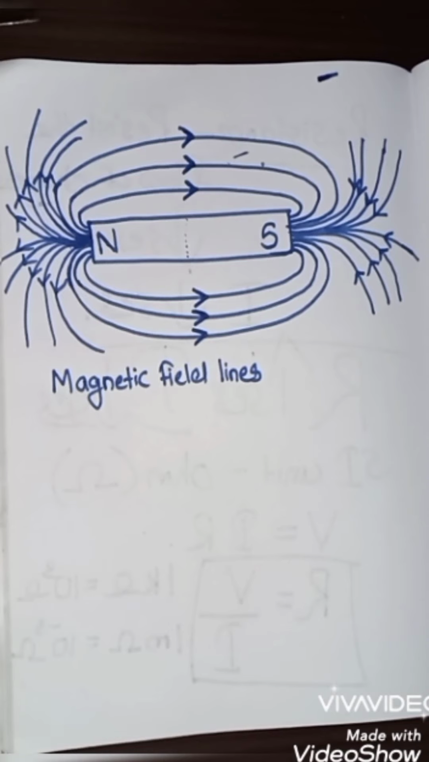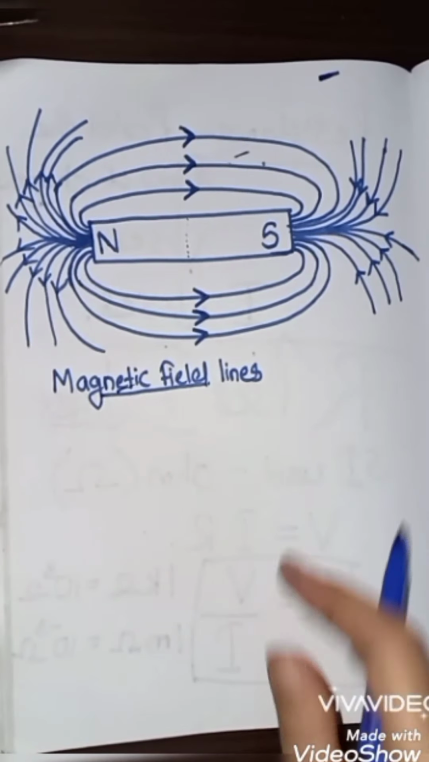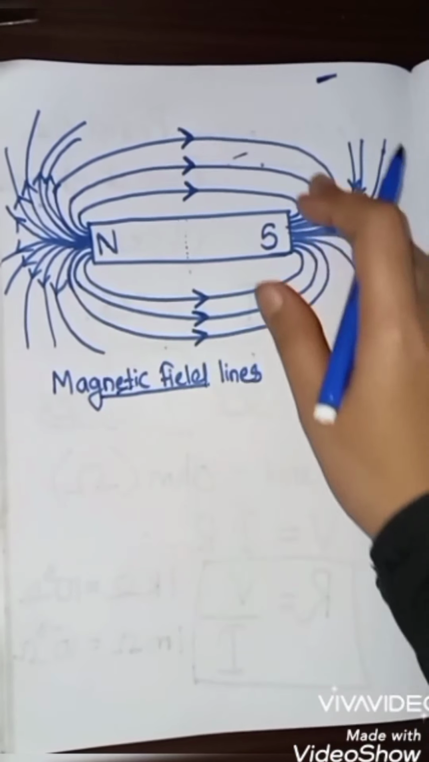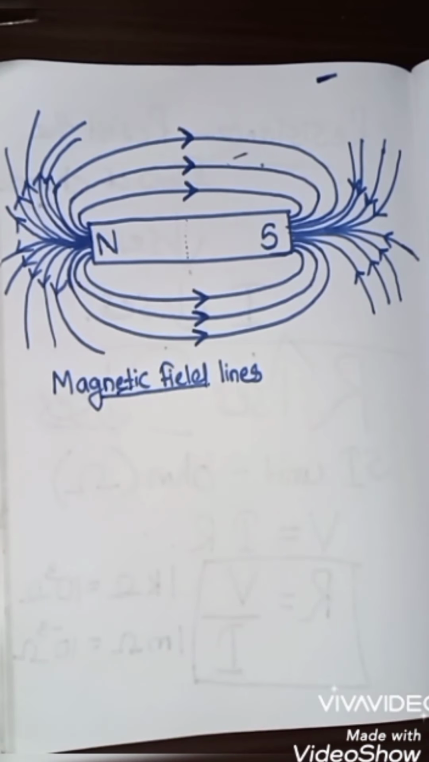Then, what are the properties of magnetic field lines? Here you can see from this figure itself, you can state the properties of magnetic field lines one by one. The first point is the direction of magnetic field lines. I already told you the magnetic field has a direction. That is, the magnetic field is a vector quantity.